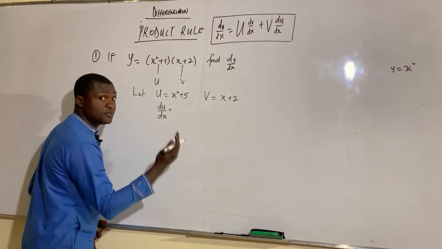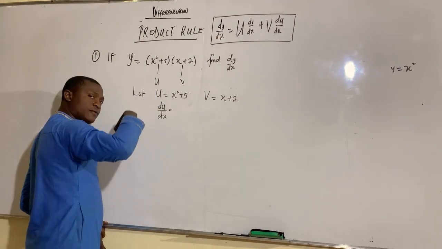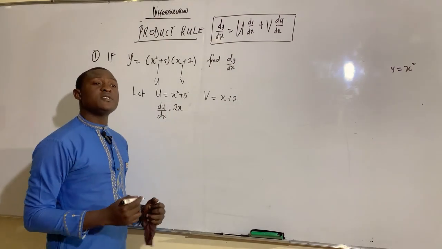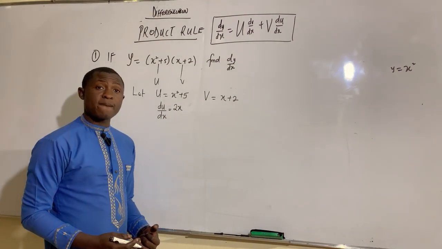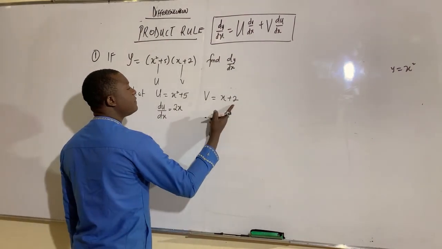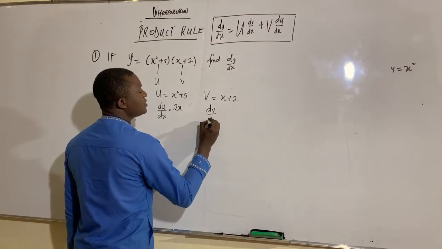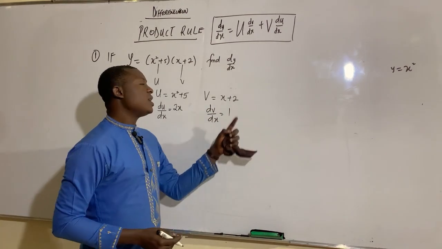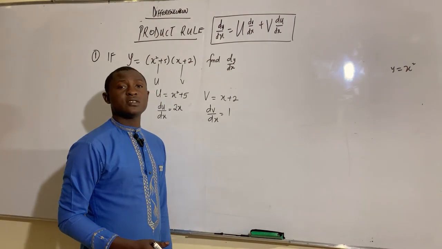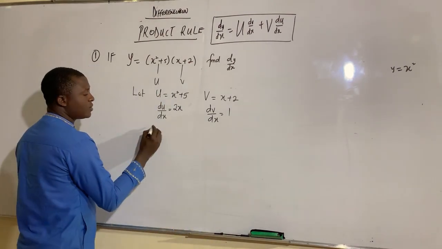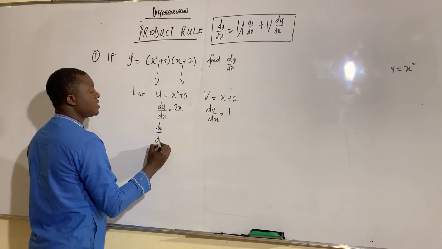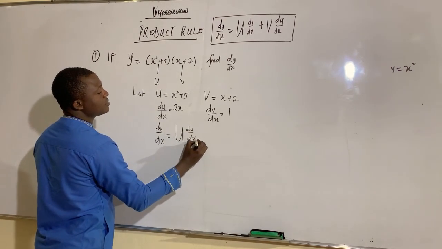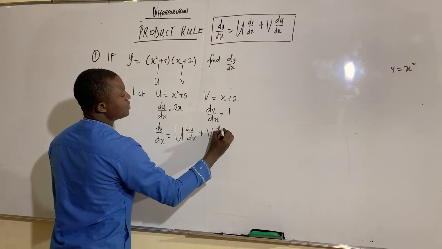I already told you how to differentiate. The differential of x squared, the power comes forward, and we have 2x, and the differential of constants is going to be 0. So here we have v in x, and we have dv/dx. The differential of x is going to give us 1, and the differential of 2 we are going to have 0. So now, what's our formula? The formula is dy/dx is equal to u dv/dx plus v du/dx.